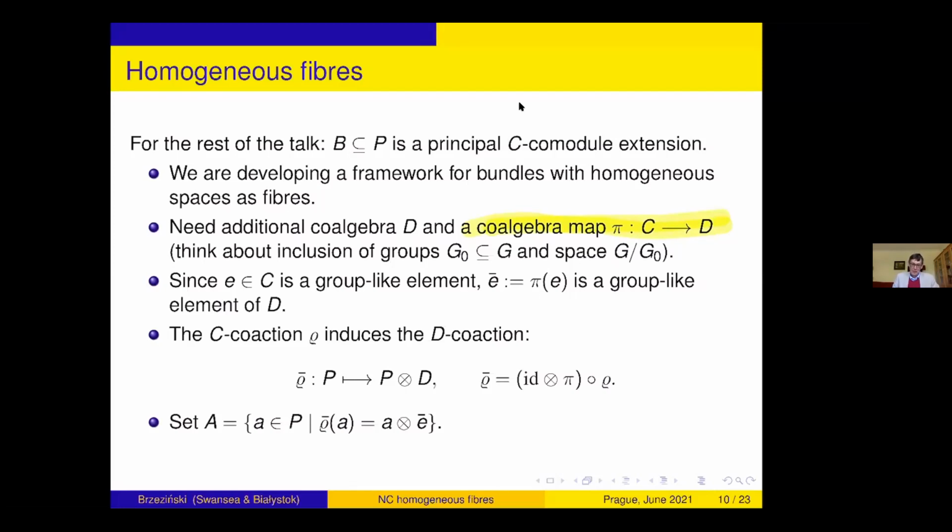I don't know how to tell it, but maybe it's not very honest what I'm saying. So it's not really an algebra of functions in a quantum homogeneous space.